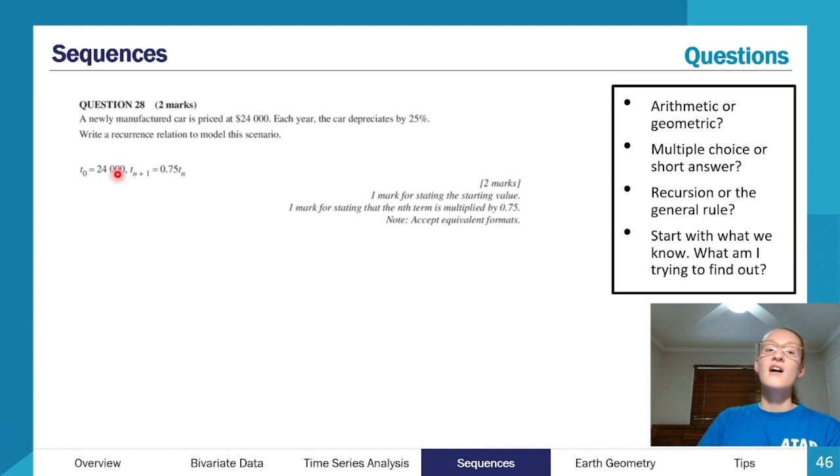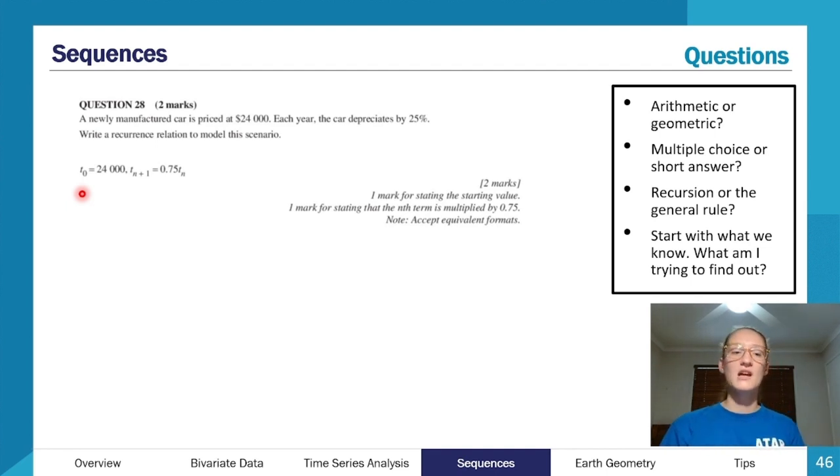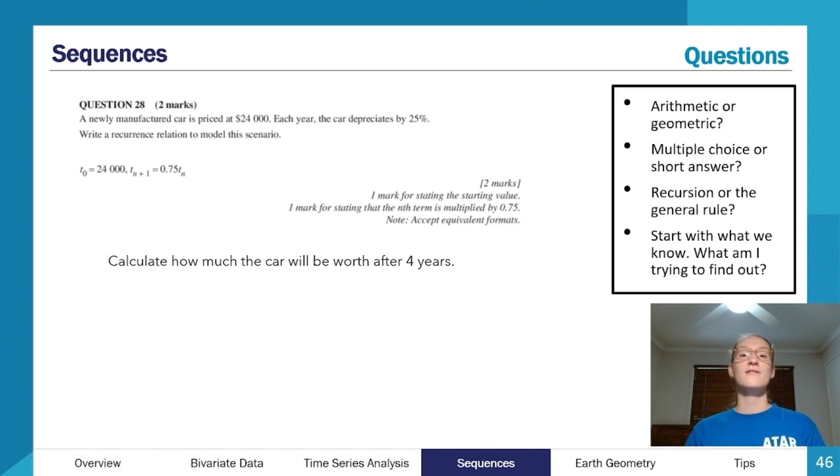And this is an interesting note. Why am I saying T0 equals $24,000 when normally we start with T1? Sometimes this is where it gets quite tricky. Sometimes in word problems, depending on what we've defined our variables as, we actually start with T0. In this scenario, we've defined n as the number of years that have passed. So T1 is after 1 year has passed. But here we're told the initial brand new value is $24,000. After 1 year, when we're looking at T1, it's already depreciated by 25%. So it wouldn't be accurate to say that T1 is $24,000, because a year hasn't passed yet if it's still worth $24,000. Now let's calculate how much the car will be worth after 4 years to illustrate that.